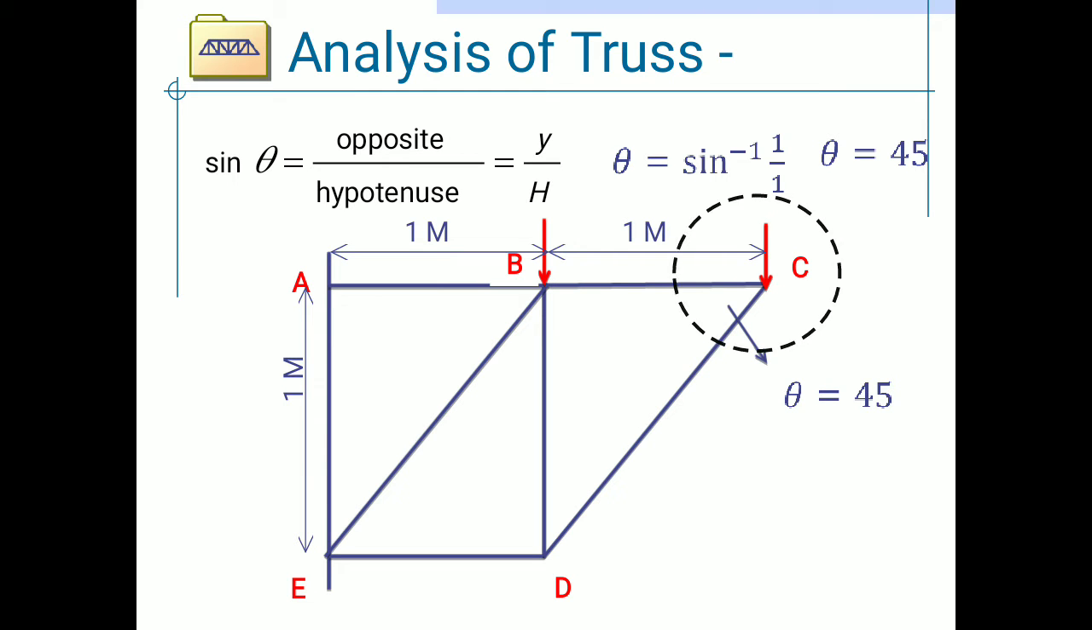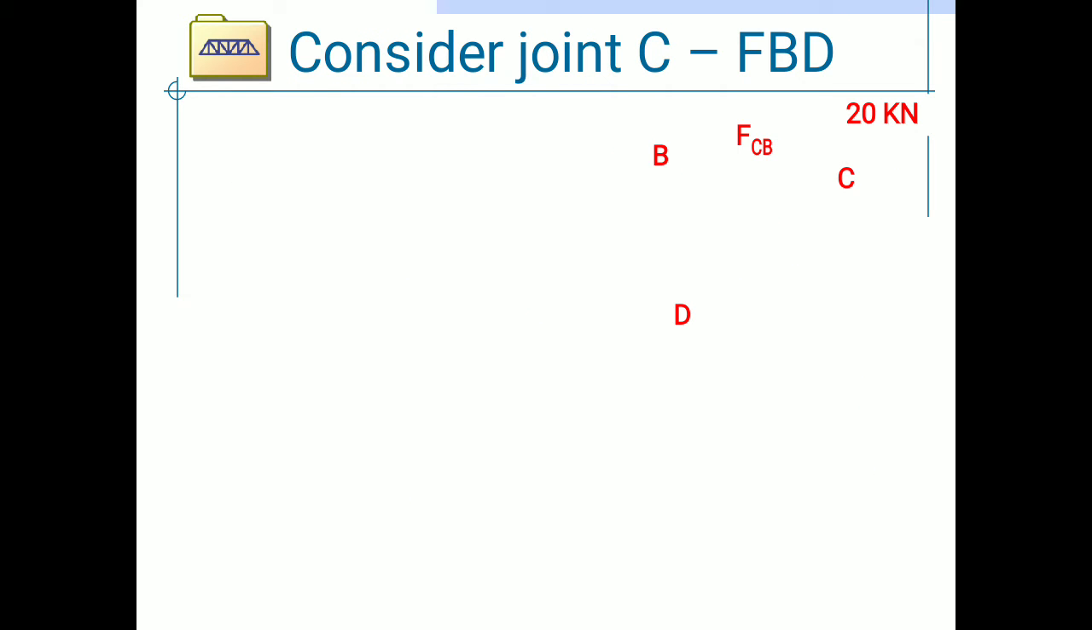Now consider joint C and draw a free body diagram at joint C. This is the first force, which is horizontal, FCB, and this is the second member, which is inclined, FCD. The inclined member we resolve first in two directions, horizontal and vertical. Horizontal force is FCD cos 45 and vertical force is FCD sin 45. At joint C, a 20 kilonewton force is applied in the downward direction.